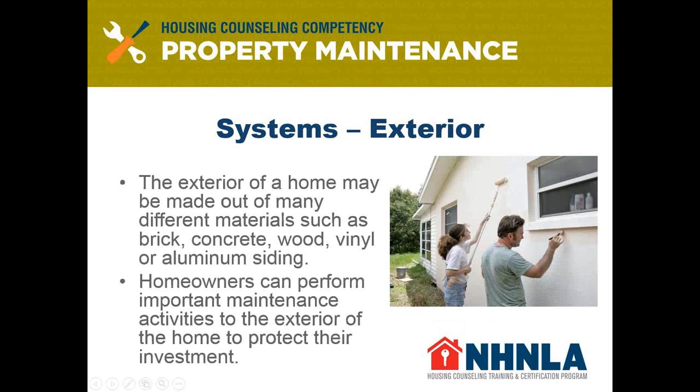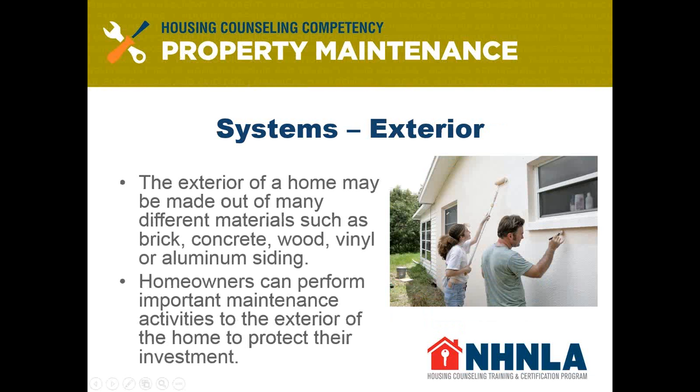The exterior of the home is the next system, and again, we talk about systems of the home. The exterior of the home may be made out of many different materials that we know of. So there can be brick and concrete, or wood, or vinyl, or even aluminum siding. But as the picture shows, maintenance needs to be done from time to time on these to make sure that there's no problem.